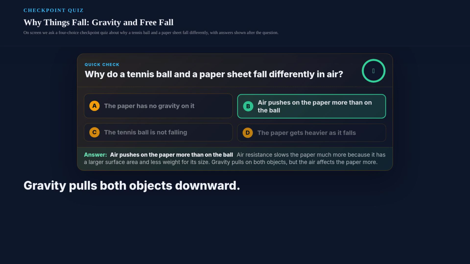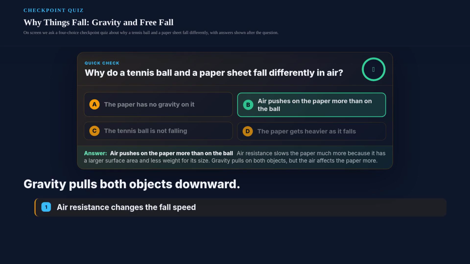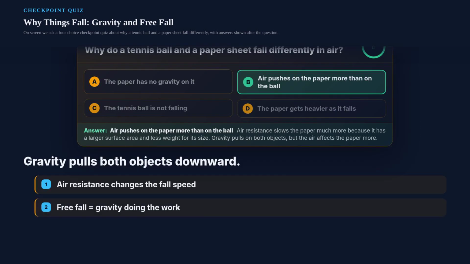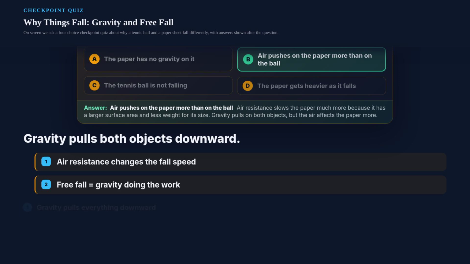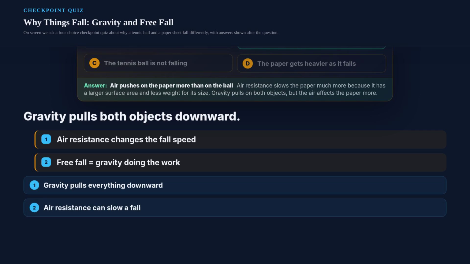Great thinking: gravity still pulls on both objects. The big difference is the air. A flat paper sheet meets more air, so it slows down more than a compact tennis ball. If we removed the air, the two would fall much more alike. That is why free fall means gravity is the main force acting. Remember this, gravity pulls things down, even when we cannot see it. And remember this too, air can change how fast things fall.